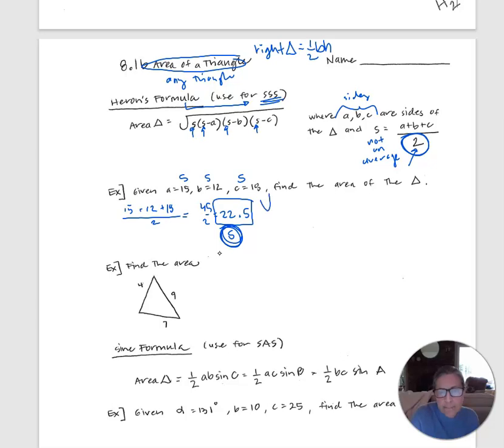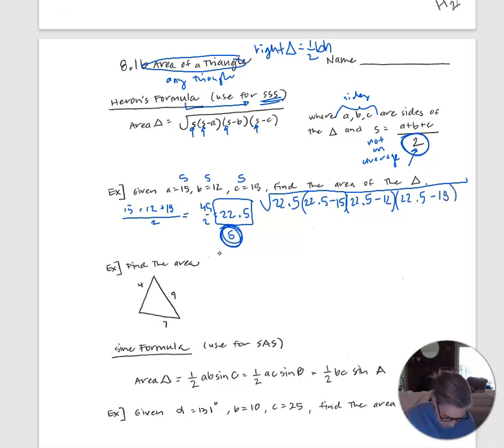So what you do is you take a big radical. Okay, you start with just plain S. So plain S is 22.5. Then you do S minus one of the sides. Honestly, the order doesn't matter. So 22.5 minus 15. Then you do S minus the next side, so minus 12. Then you do 22.5 minus 18.